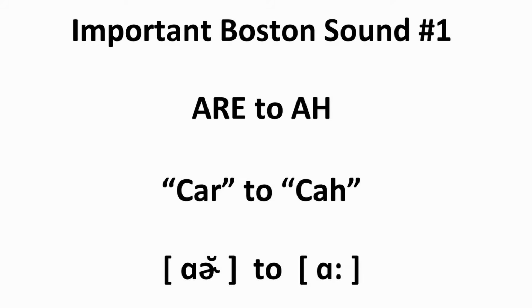Important Boston sound number 1, R to ah. With more details regarding the R consonant later, I want to focus first on how the Bostonians handle the R diphthong. They don't simply drop the R coloring like they do with other diphthongs. What they also do with this sound is they elongate the first part of it. That's what the colon means in the IPA symbol. The colon is indicative of length, and it means it's supposed to be held for just a little bit longer.